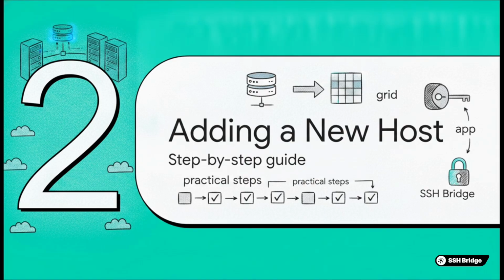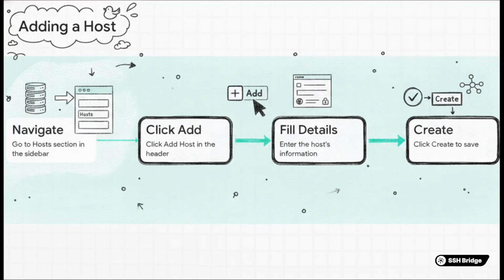Moving right along to section 2, adding a new host. Getting a new server set up in the app is incredibly straightforward. Taking a bird's eye view, it's essentially just a 4-click process. First, you navigate over to the Host section in the left sidebar. Second, click Add Host up in the header. Third, fill in the specific details for your server. And fourth, click Create. That's literally it. Your server is now saved into your dashboard.